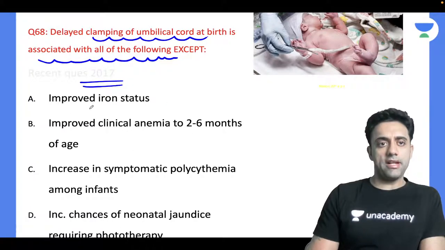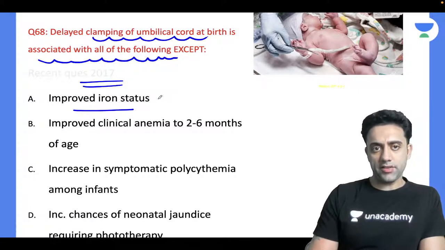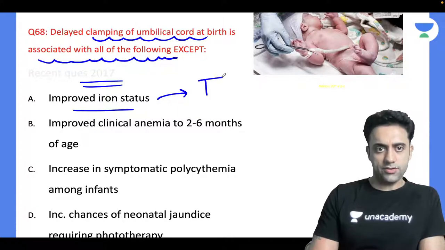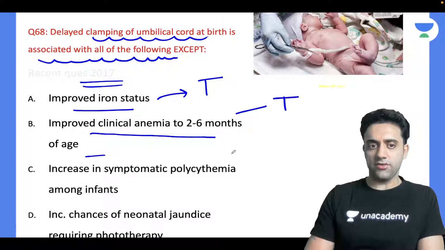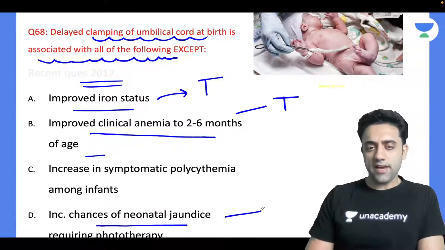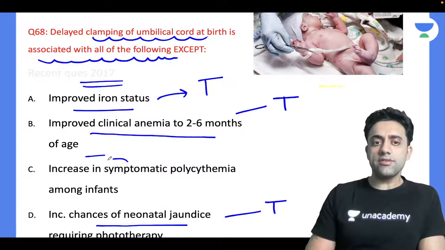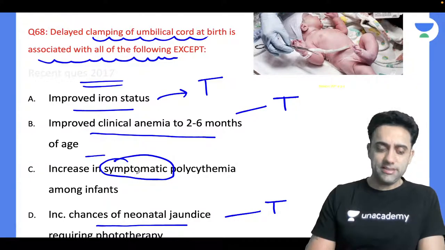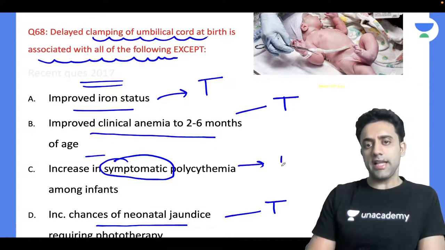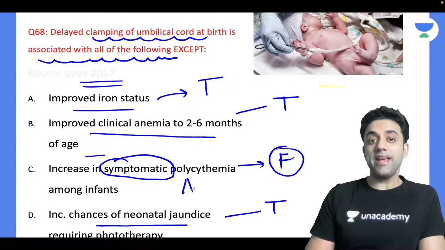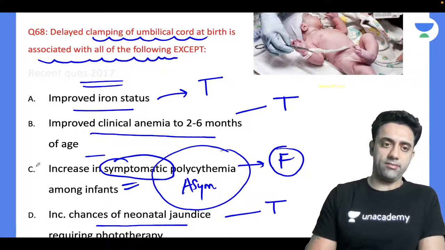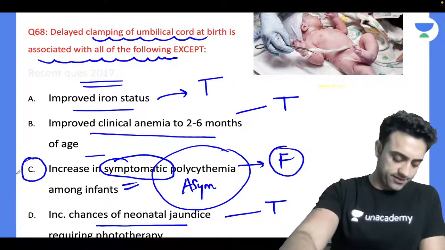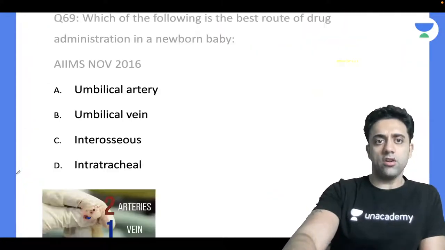Is delayed clamping of the umbilical cord associated with improved iron status? That's true. Improved anemia at 2 to 6 months of life? That's very true. Increased chances of jaundice in the baby? Yes. It leads to symptomatic polycythemia. Is this line true or false? This line is false. It leads to asymptomatic polycythemia, not symptomatic polycythemia. That is why C is our best answer. Yes, very good. Okay, what else?